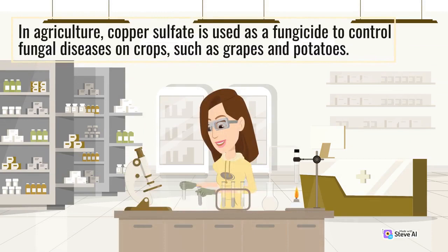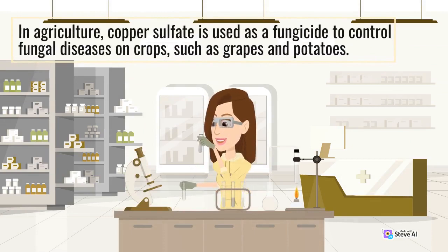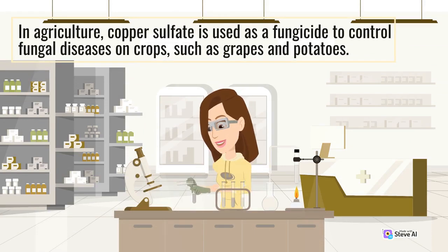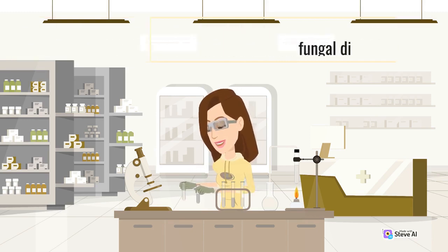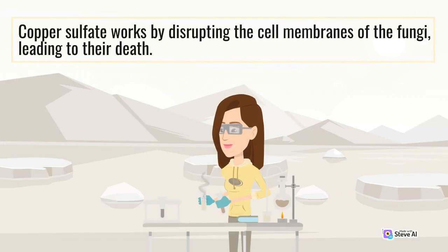In agriculture, copper sulfate is used as a fungicide to control fungal diseases on crops, such as grapes and potatoes. Copper sulfate works by disrupting the cell membranes of the fungi, leading to their death.